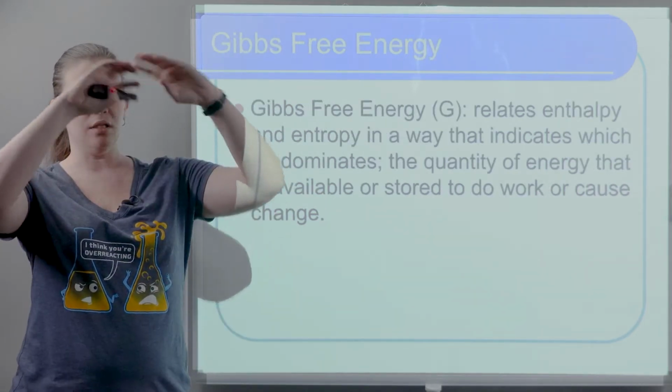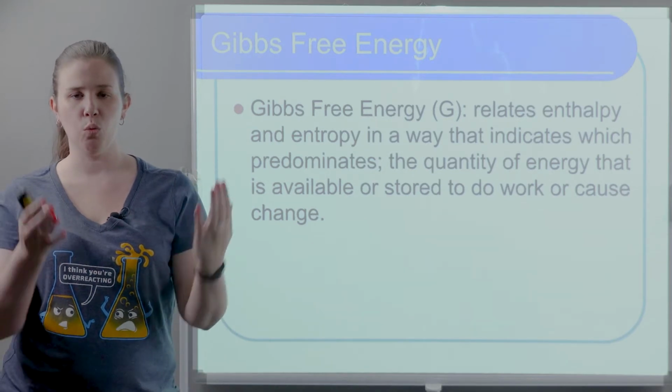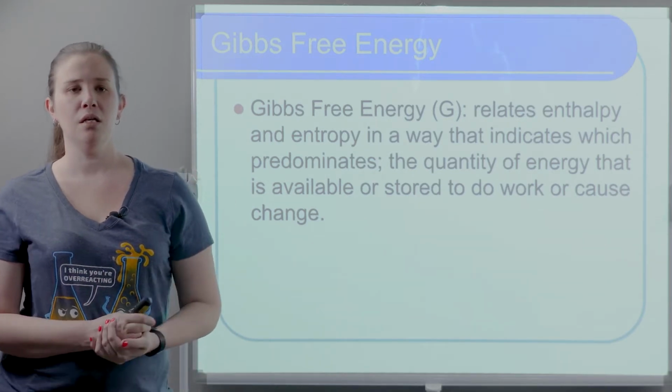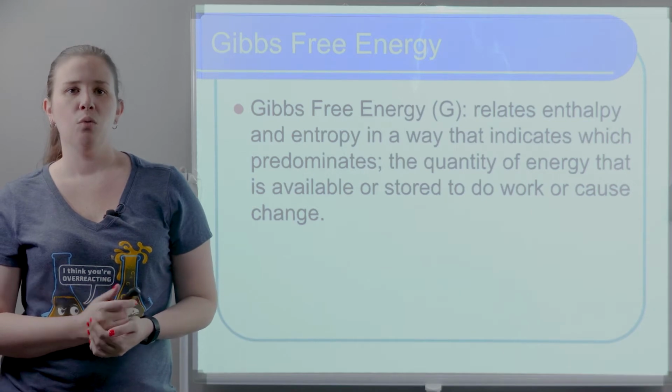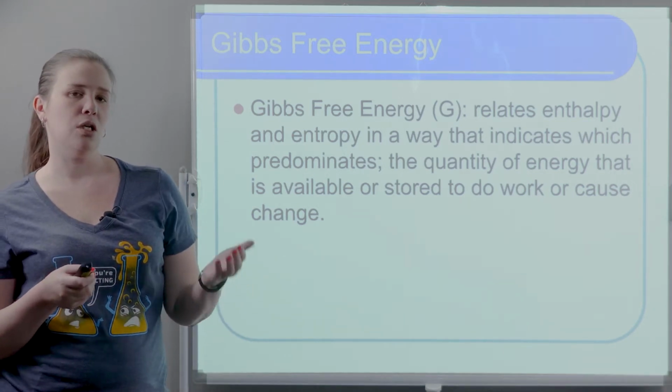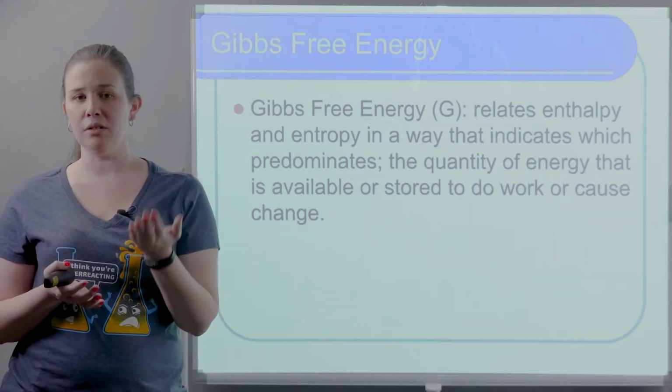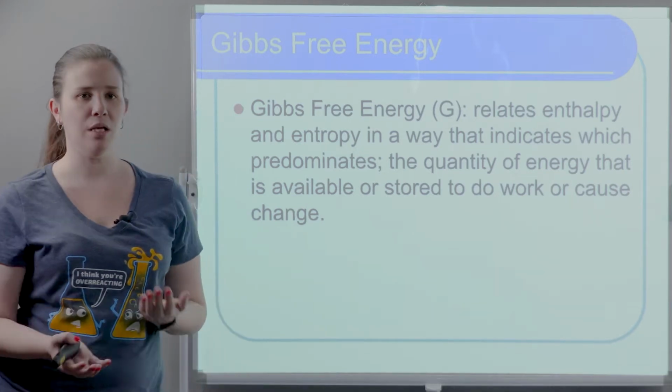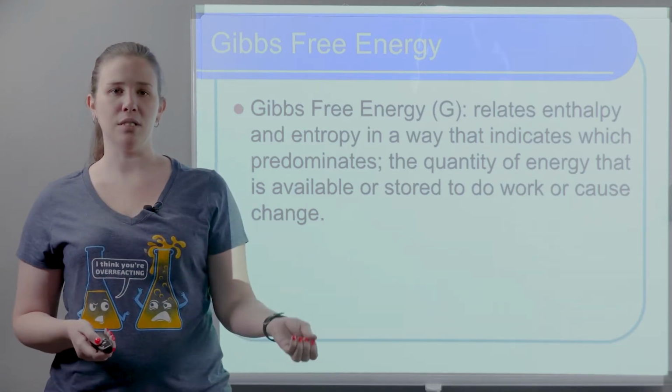The overall quantity that determines whether something is spontaneous is known as Gibbs free energy. We're going to need to calculate the Gibbs free energy in order to determine if the balance of entropy and enthalpy is going to allow that reaction to proceed.